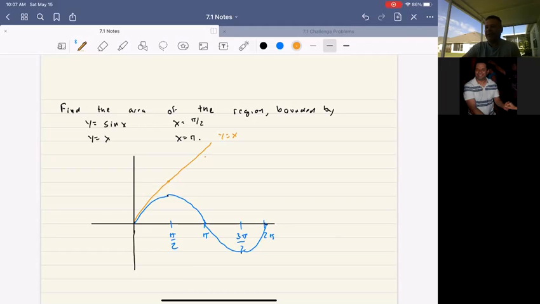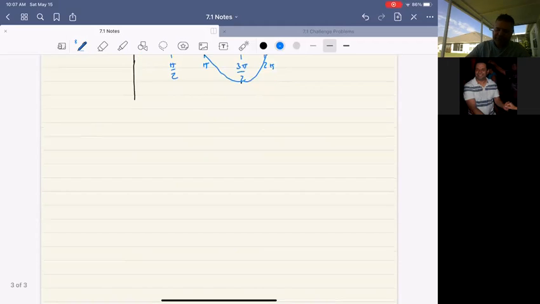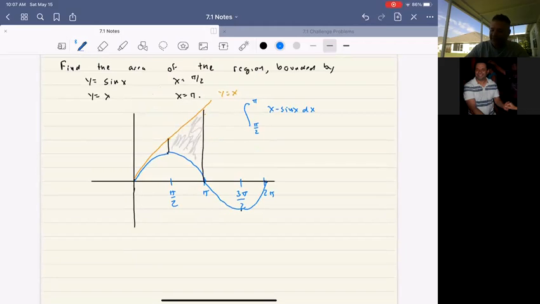It's not a bounded region yet. That's why we needed these things. Okay, let me fill that in. This is what we're finding. Okay, so as an integral, the integral from pi over 2 to pi, okay, x minus sine x dx. Okay, all right, not a hard integral to do. I'll leave that one for you guys in case you need to look at it a little more.